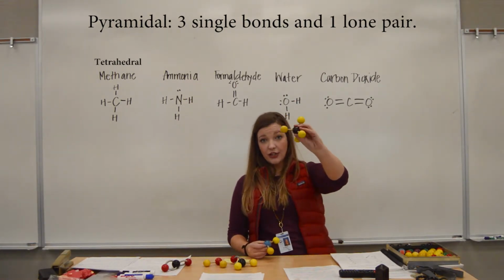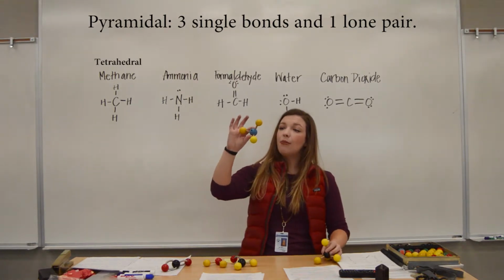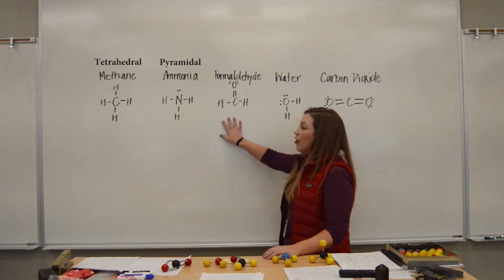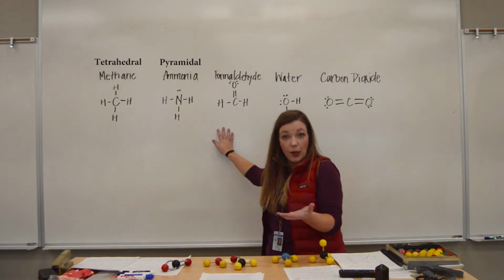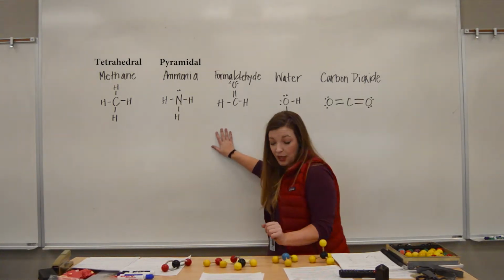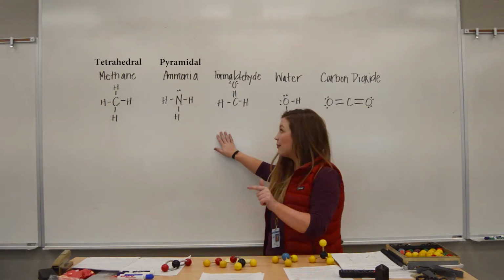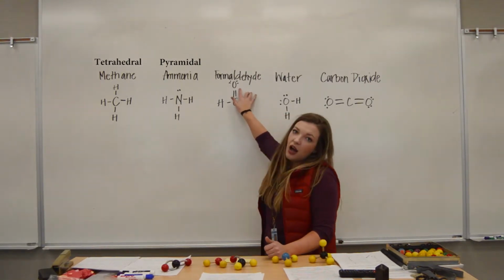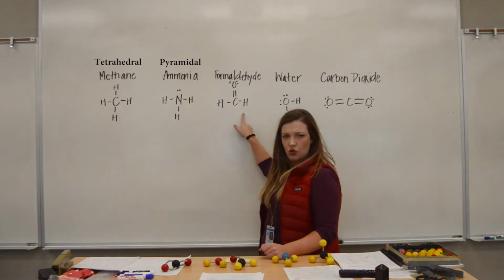Okay, so tetrahedral for methane, ammonia is pyramidal. Let's go on to our next molecule, formaldehyde, which you might remember from your biology class if there were jars of brains or anything in it. That's why I teach chemistry. So formaldehyde, we've got a double bonded oxygen to our central carbon and then 2 hydrogens.